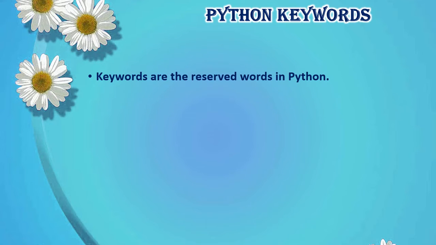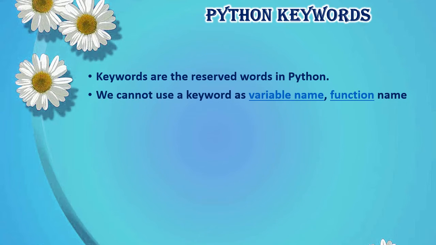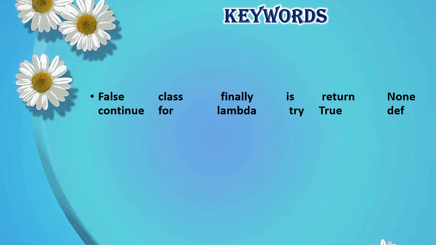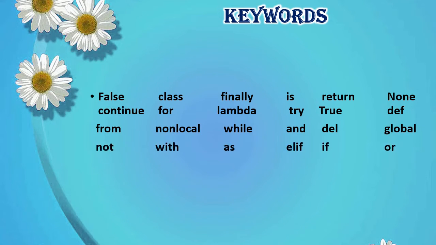Keywords are also reserved words in Python. Not only in Python, in every language keywords are reserved words. We can't use keywords as a variable name, function name, or any other identifier. They are case sensitive, and there are 33 keywords available in Python 3. These are the examples for keywords.